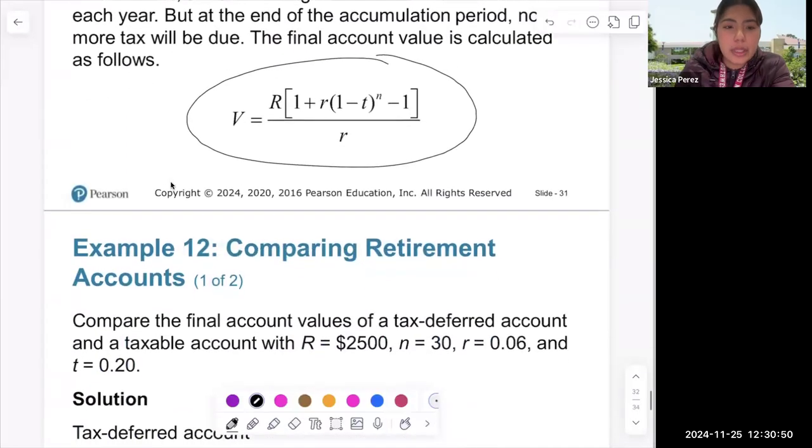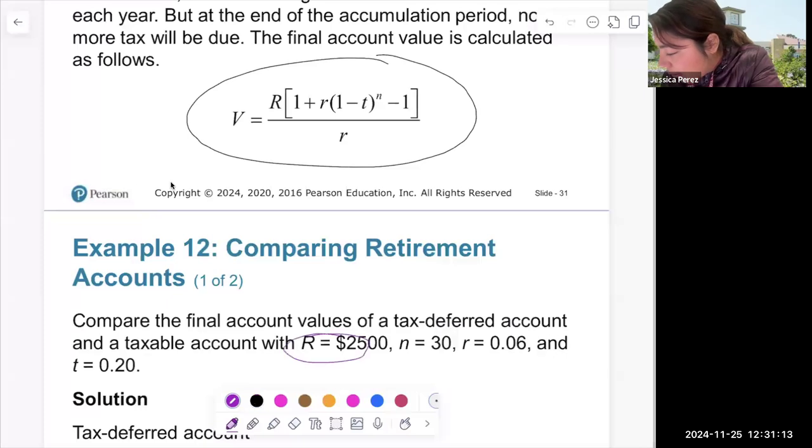Let's look at this one. Compare the final values of a tax deferred account and a taxable account. We're going to have to do this for both. We're going to use the formulas, plugging in the information that we know for the tax deferred and the taxable account to see which one is better. There's the value of R, the value of N, the value of little r, and T.